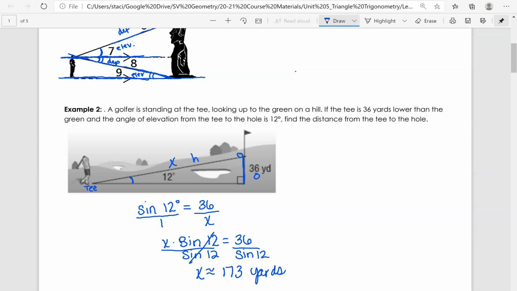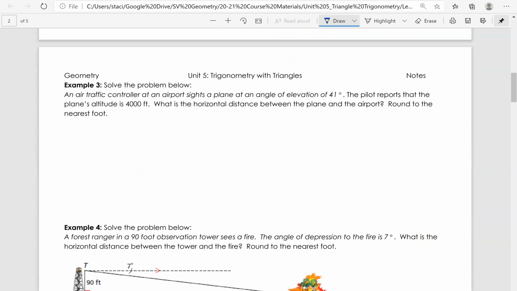So in example 2, this one was kind of nice because we had a picture. We just had to recognize which part of the triangle we were trying to solve for. If you flip the page and look at example 3, we don't have a picture. So this is where you're going to want to draw a picture. You're going to want to pull out the information and set up a triangle so you can see what's going on and which side you're actually solving for.